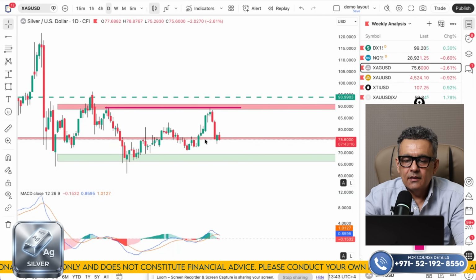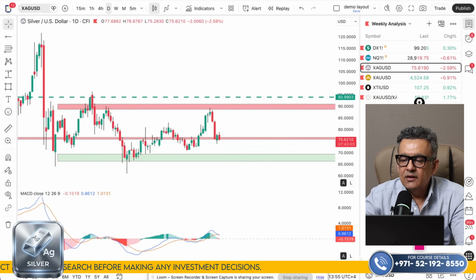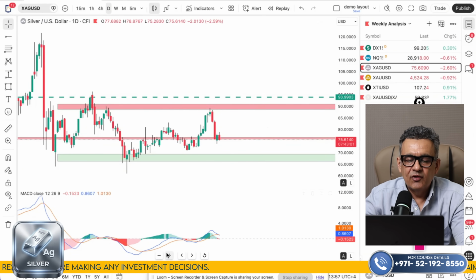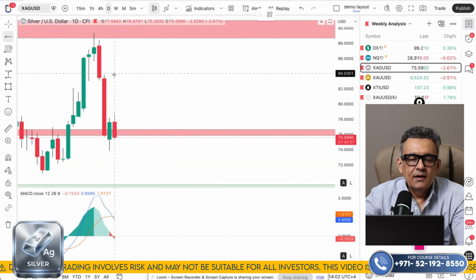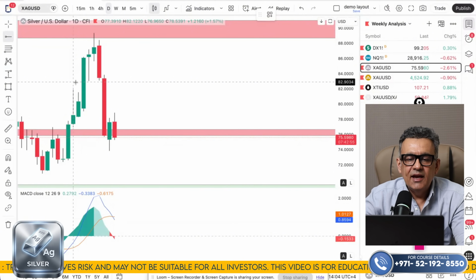Now we are at a local support here, which is taken from the higher time frame. So I'm expecting a temporary bounce, rejection again, and then continuation lower to 66. Now we need to understand the area of entry here, the level of entry. So the level of entry is approximately around the 83 mark.